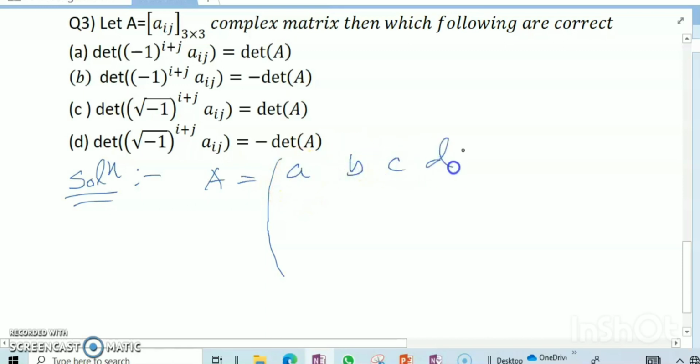A B C D, okay, not D because it is a 3 cross 3 matrix, so I remove this. So it can be written A B C, D E F, G h k. So 3 cross 3.